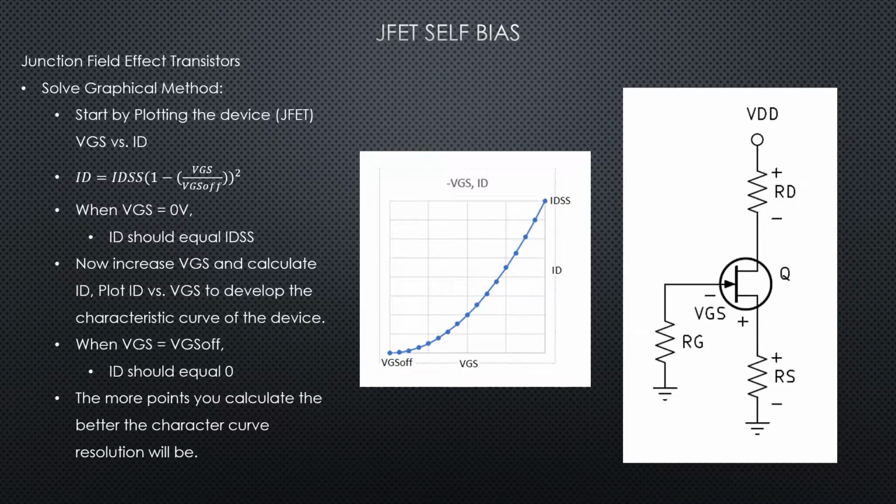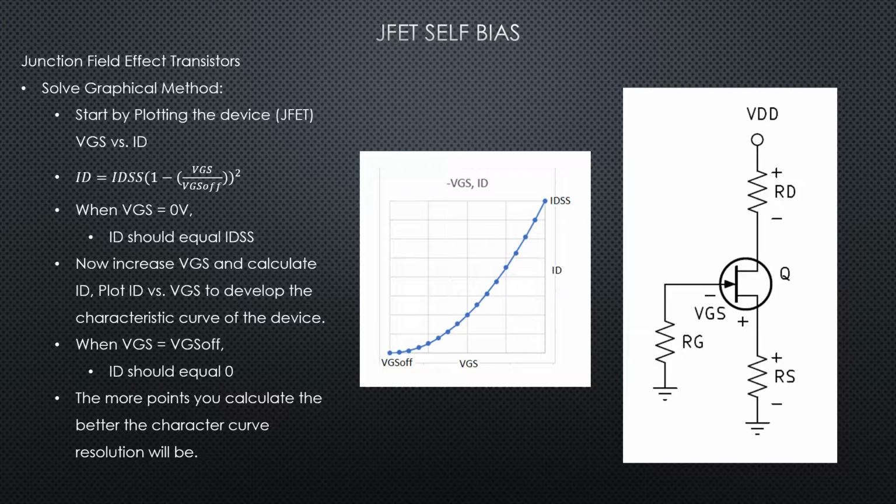So there's basically two ways to analyze these JFET bias circuits. We're going to look at them, the graphical method and the quadratic method. We're going to start out first by looking at the graphical method. What we need to do first is use a formula: ID is equal to IDSS times quantity 1 minus VGS divided by VGS off, that squared, right there, two bullets down. We want to use this formula to develop the characteristic curve of the actual device, the JFET.